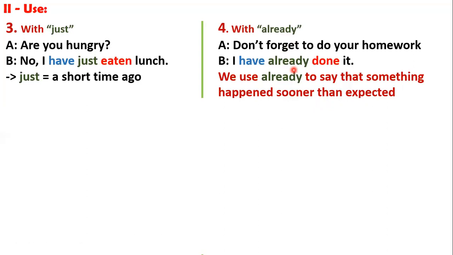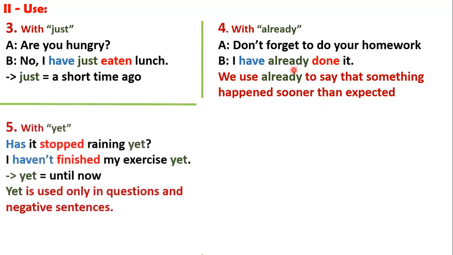Usage number five. When we have yet, are we there yet? Remember from before. Has it stopped raining yet? I haven't finished my exercise yet. Yet means until now. Until now, which means that it started in the past. It is still ongoing.